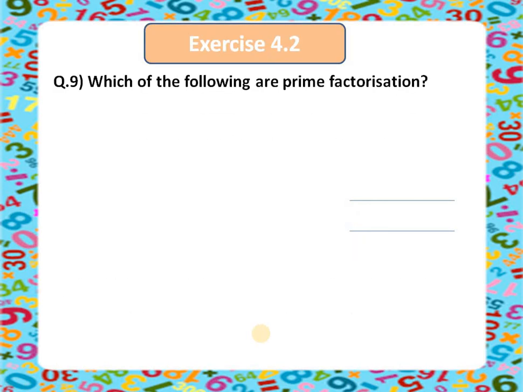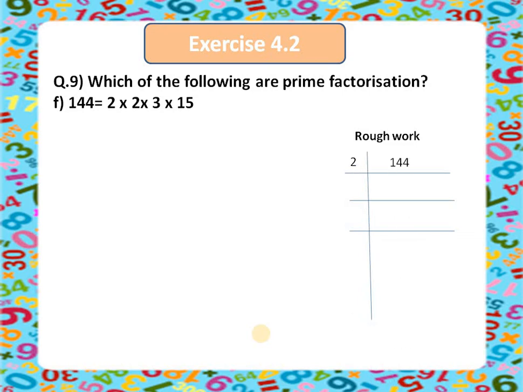Question number 9. Which of the following are prime factorization? In that we will be doing F part. 144 is equal to 2 multiplied by 2 multiplied by 3 multiplied by 15. So you will check out whether it is done correctly or not.